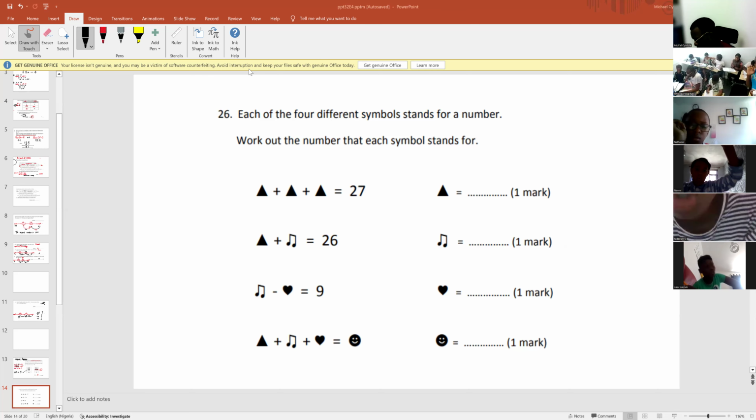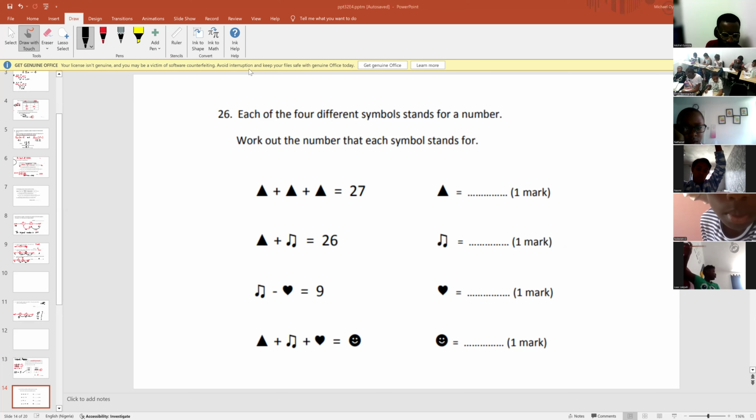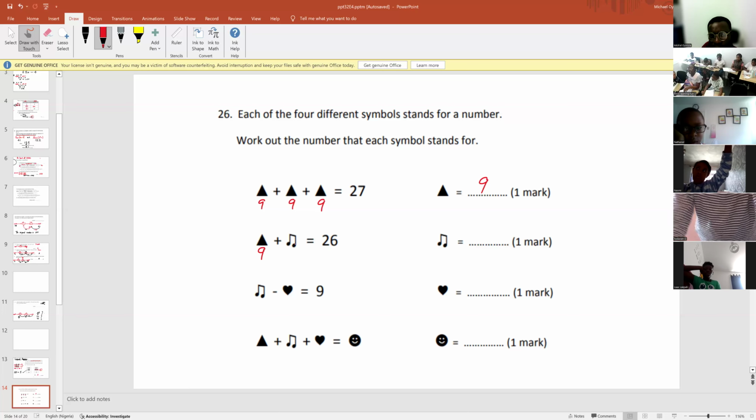I think they're all whole numbers. This is something times 3 to get 27. You're not meant to do 3.5. Now it's 9. So one triangle is 9. Mr. Michael, can I just quickly finish, please?